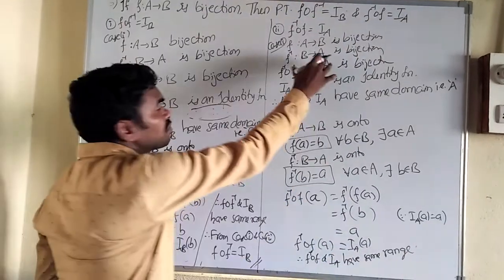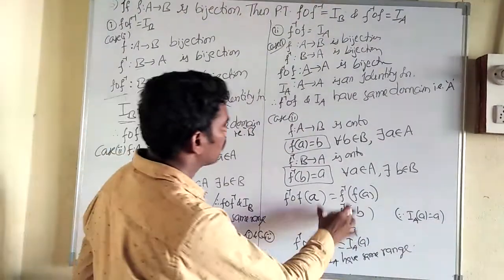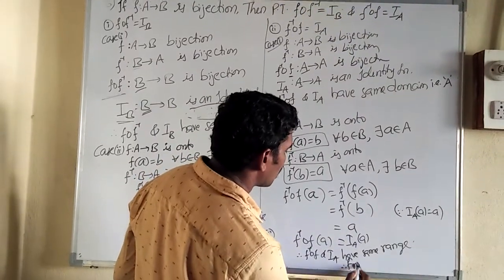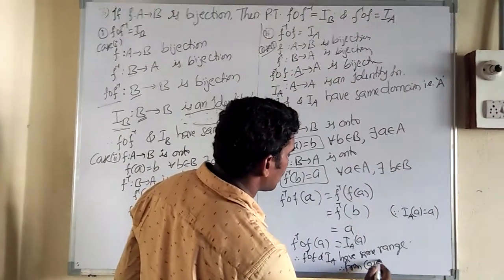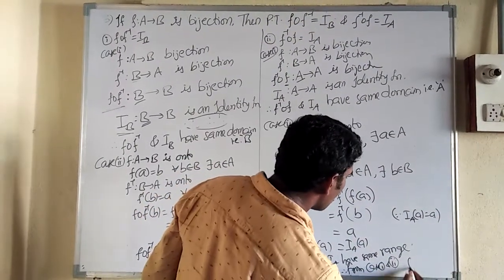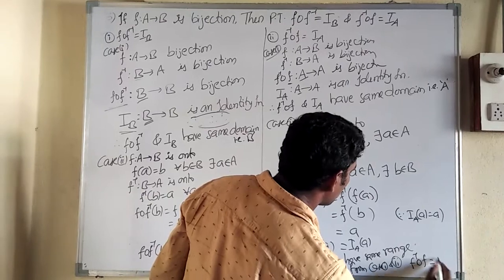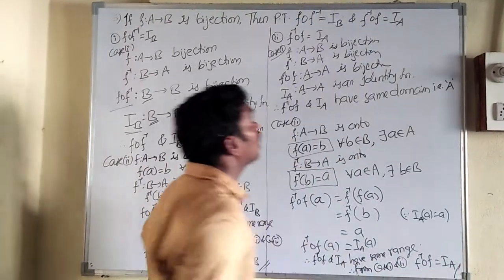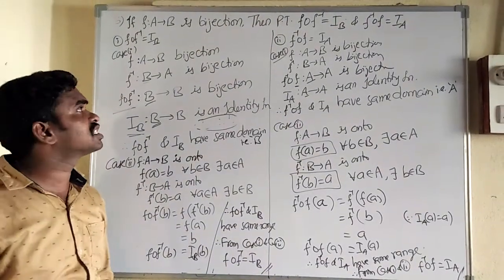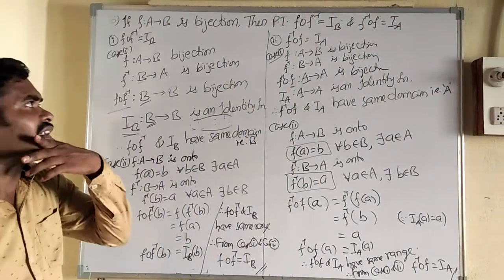Therefore from case 1 we proved the domains are equal, and from case 2 we proved the ranges are equal. Therefore from case 1 and case 2, what can we say? F inverse circle F equals IA. This is the proof of the third question. One of the important questions. This is the third one. You know what I am saying?